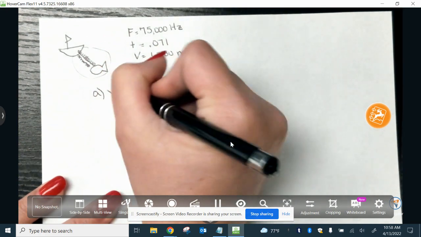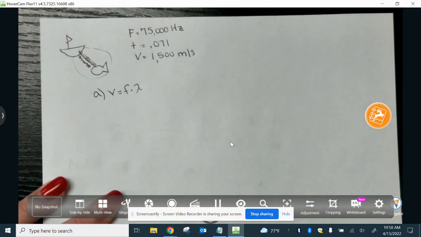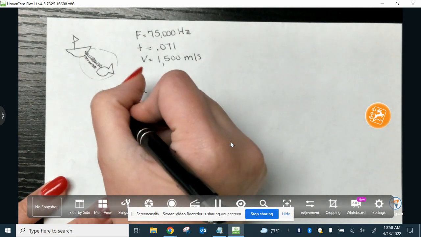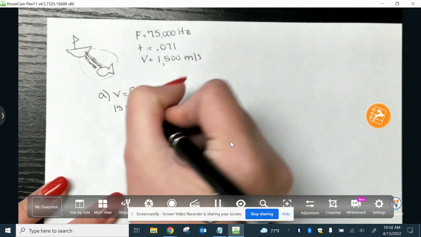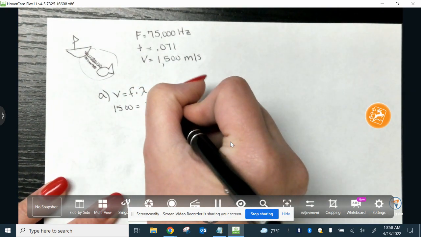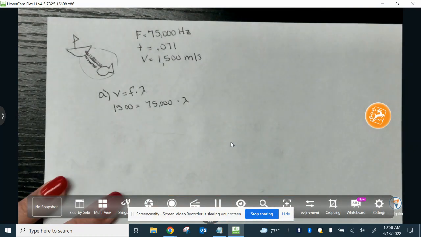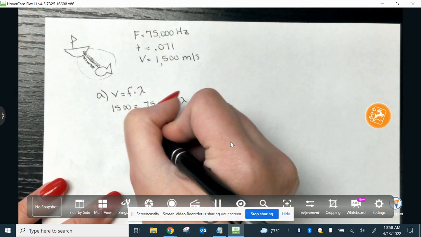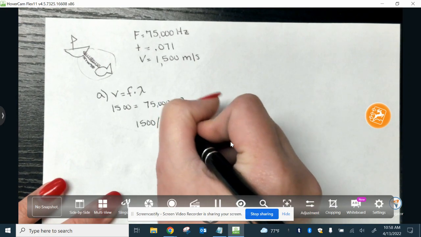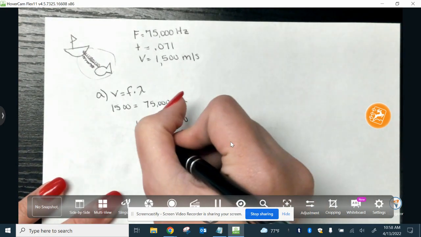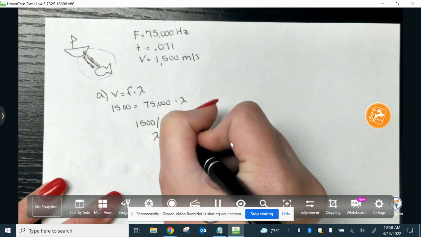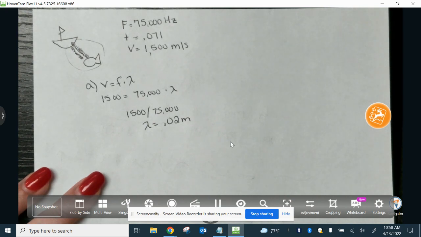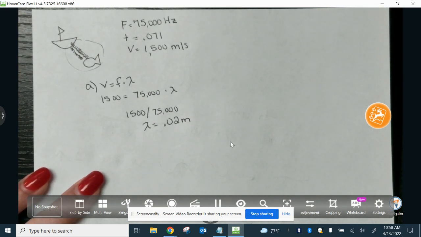Velocity is equal to frequency times wavelength. Remember that lambda is wavelength. So we're going to divide: 1500 divided by 75,000. So your wavelength is 0.02 meters. Pretty easy, right? Any questions about this part first?